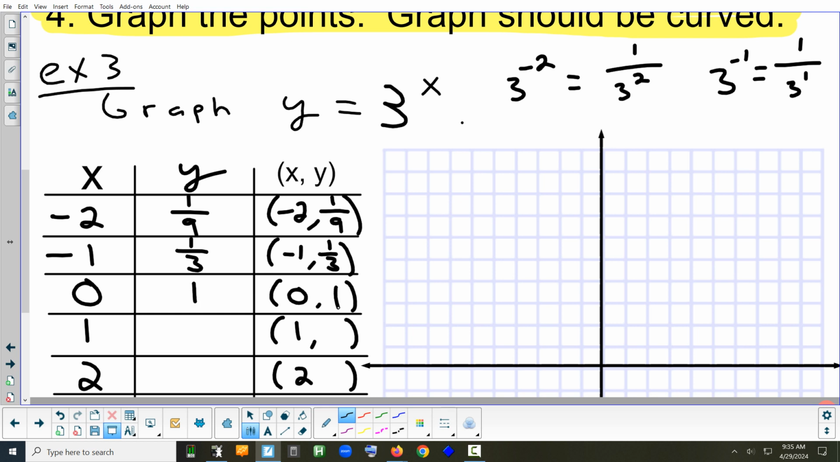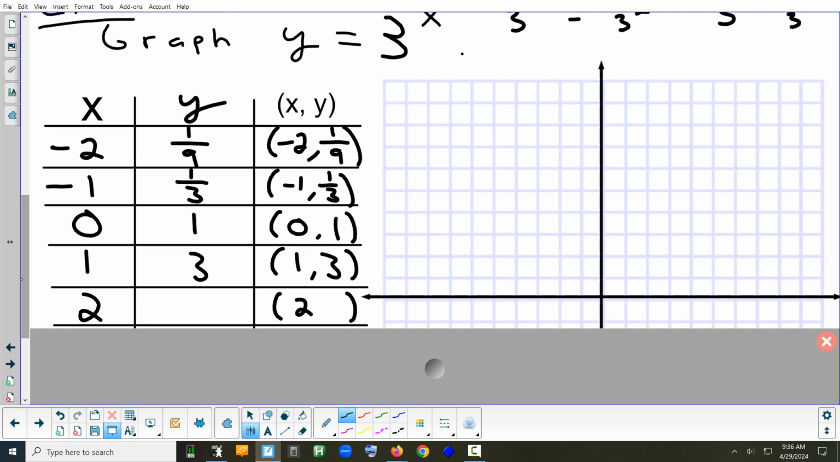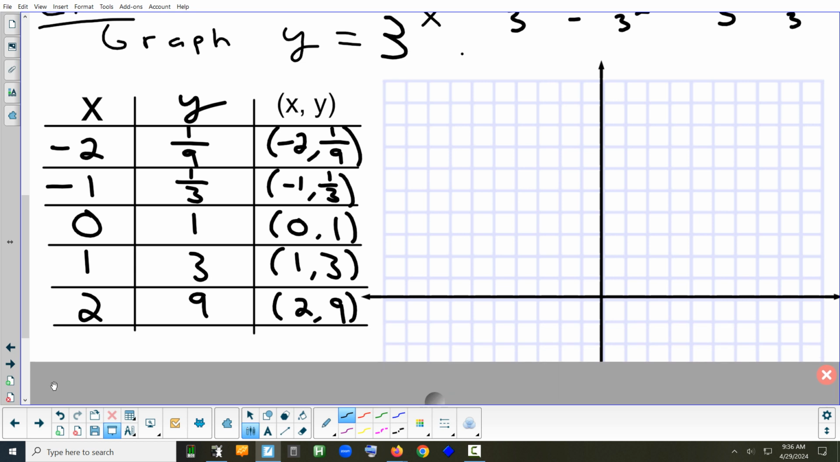Let's plug in 1. What's 3 to the first power? 3. And my last x value is 2. What's 3 to the second power? How much? Not 3 plus 2, 3 raised to the 2. 9. There you go. So we got our table. That's the first 3 steps. What's the last step? Graph it.